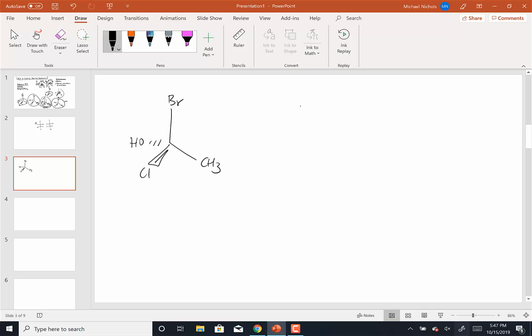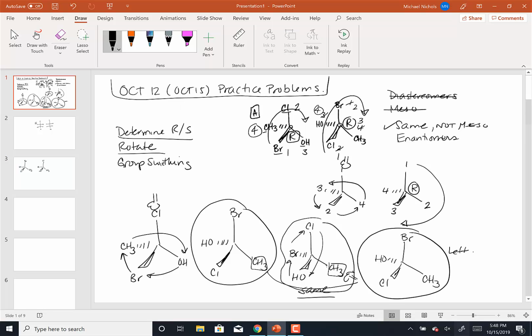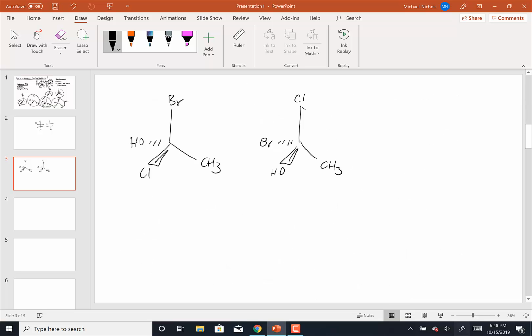So chlorine. Here's my CH3 was here. Then my chlorine was here. My Br was here, and my OH was here. And so if we go back and look at that, that's this molecule. Now let's just imagine, for the sake of argument, I know I can rotate these molecules and make them the same, but let's say these were enantiomers.